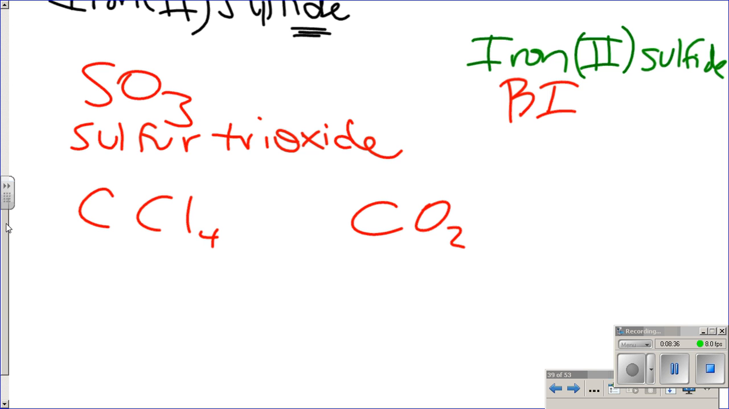So the prefixes are, mono means 1. Tell me the next one. Di, tri, tetra, penta, hexa, hepta, octa, nona, deca, dodeca. Okay, and this is on your note sheet too. There's a little box that's got the covalent prefixes in it. But covalents are really easy because you don't have any tricky crisscross rules and stuff like that.